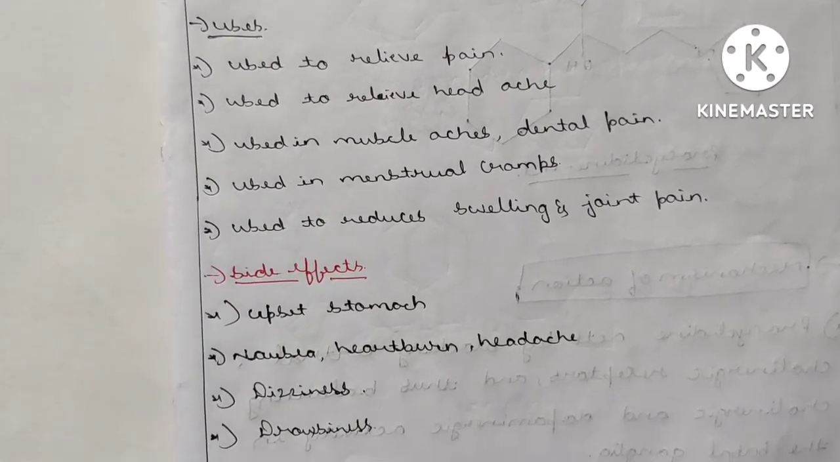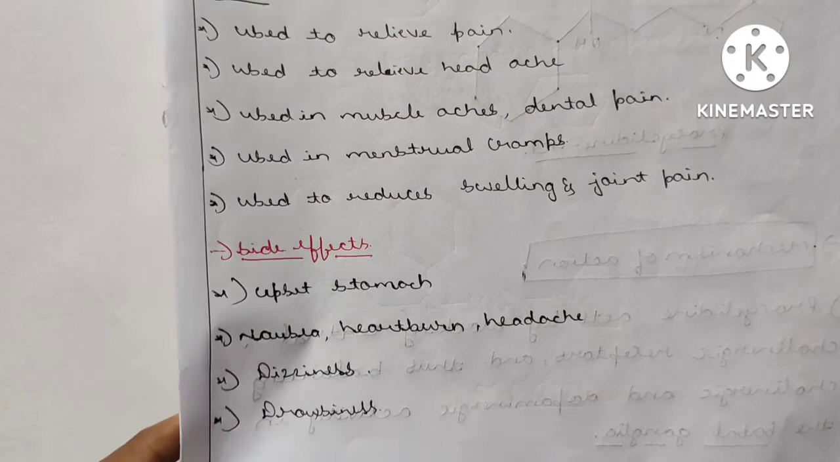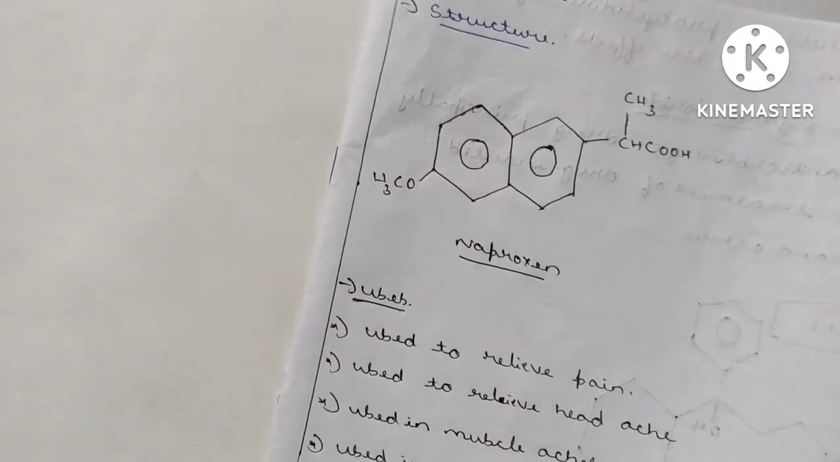Side effects: upset stomach, nausea, vomiting, dizziness, drowsiness. Okay, these are some of the side effects of naproxen.